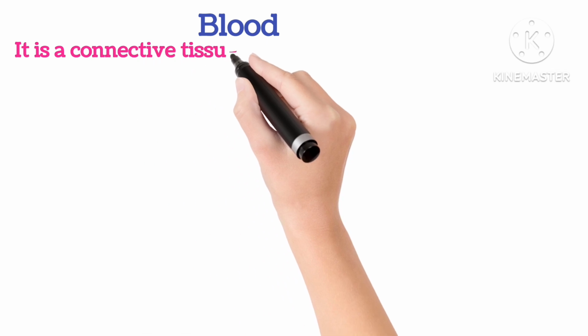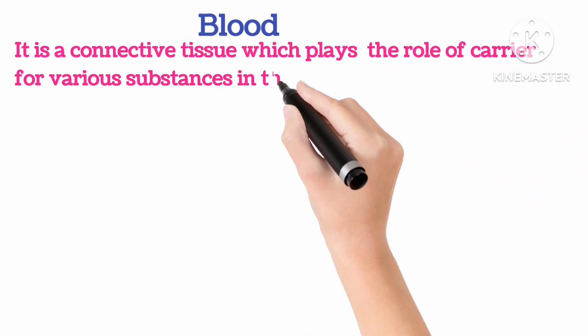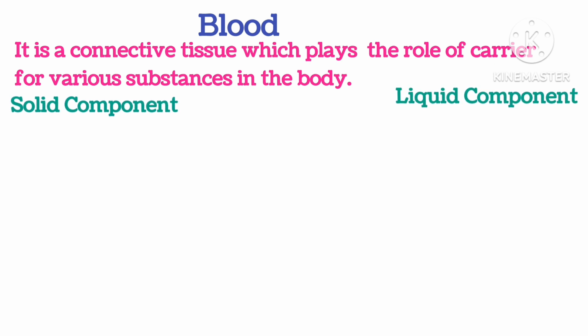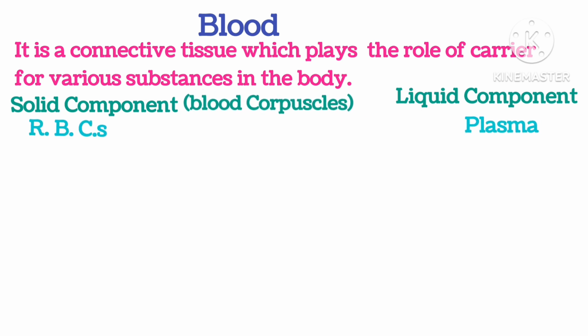Blood. It is a connective tissue which plays the role of carrier for various substances in the body. It has two components, solid and liquid component. The solid component consists of blood corpuscles and the liquid component consists of plasma. Blood corpuscles are of three types: RBCs, WBCs and blood platelets.